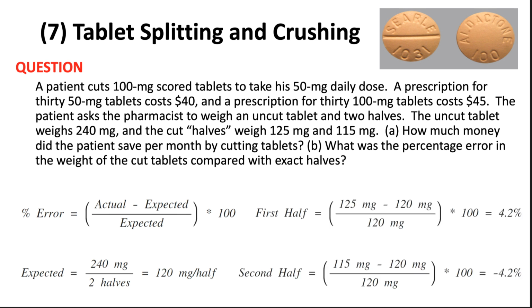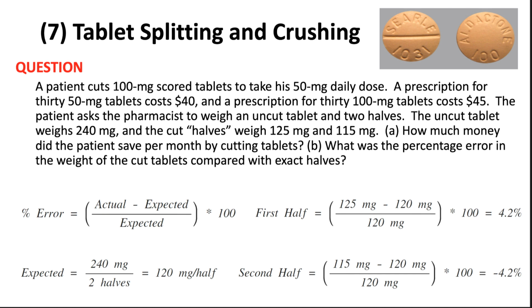So what we will do is calculate the error. And you can do it for either half. So the first half, we measured at 125 milligrams. So we would take our actual of 125 milligrams, subtract our expected, which we said was 120, and then divide by our expected, which was 120. So essentially 125 minus 120 is 5. 5 divided by 120 times 100 gives us 4.2%. Okay, and this would be essentially a positive value. The error you can see is going to be 4.2% over what we expected.